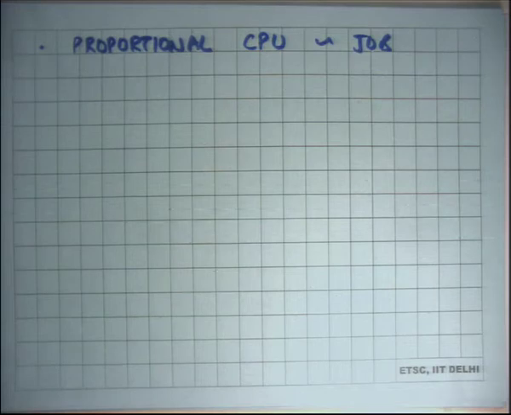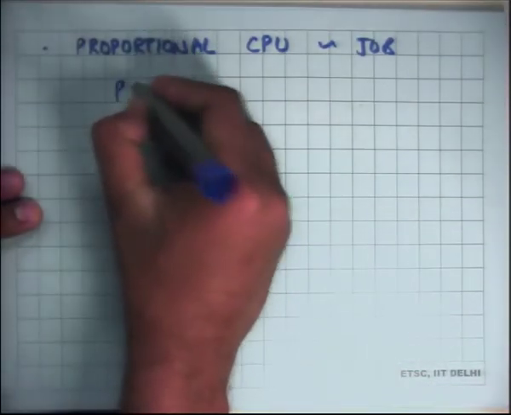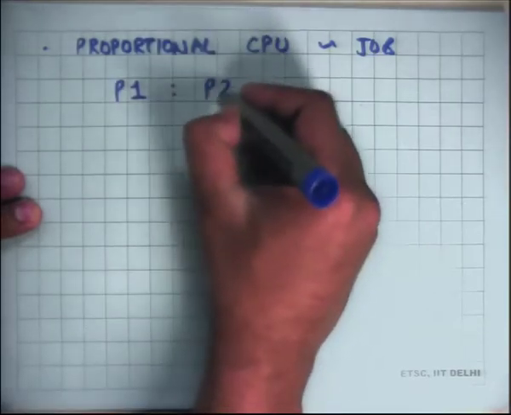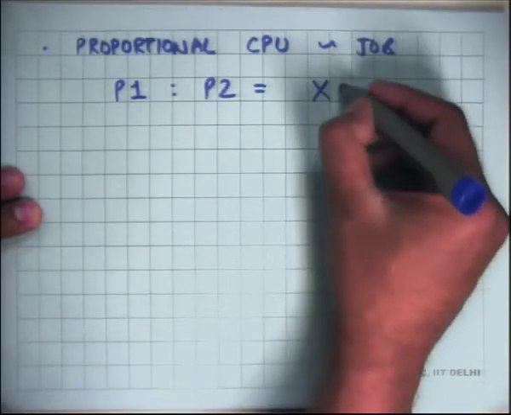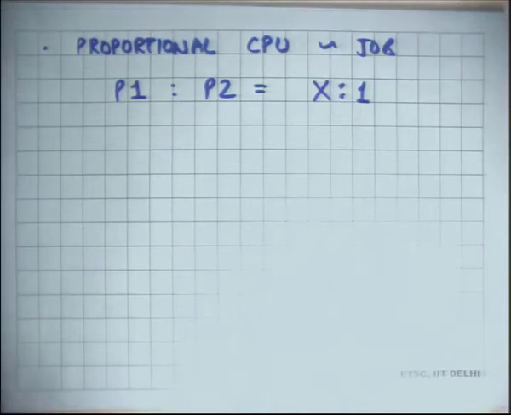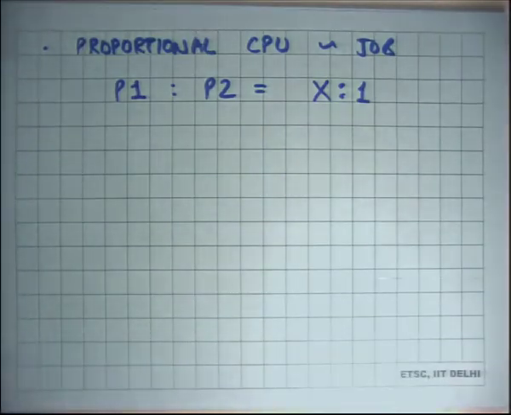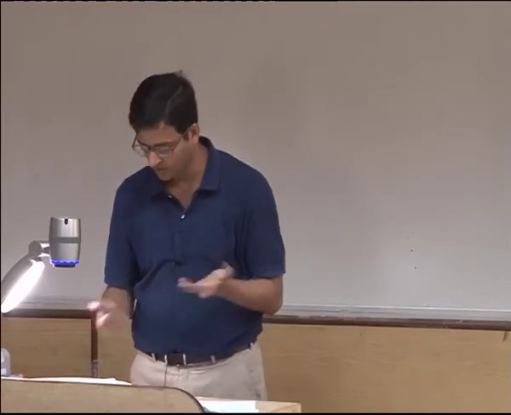And you may want to say that the system level process should get more CPU than the user level process on average, right? So you could say something like, let's say process P1 is to process P2 is the proportion should be x is to 1, and then you can just modify this round robin to basically do this x is to 1 proportional share scheduling.